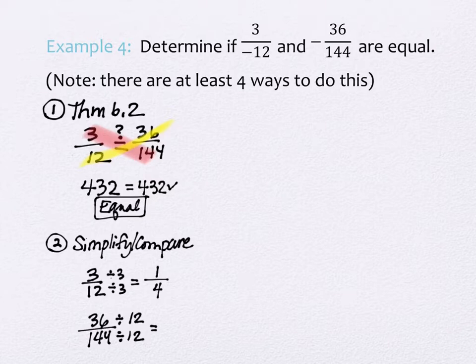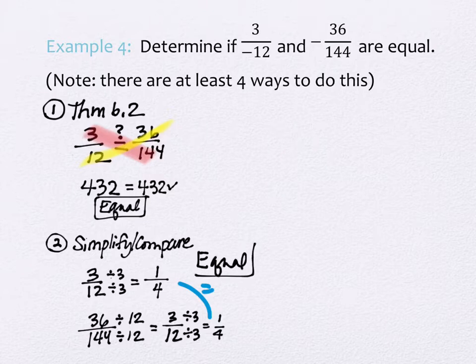What is 36 divided by 12? Yeah, it's 3. And then 144 divided by 12 is 12. Now 3 over 12 should look familiar. That's what the other one started out as. But let's say, for instance, it wasn't 3 over 12, it was something else. Well, we would keep going. We would divide them both again until we get to simplest form. And of course, in the end on this one, we do get the same 1/4. So again, since these two are equal, it means the original fractions are equal too.